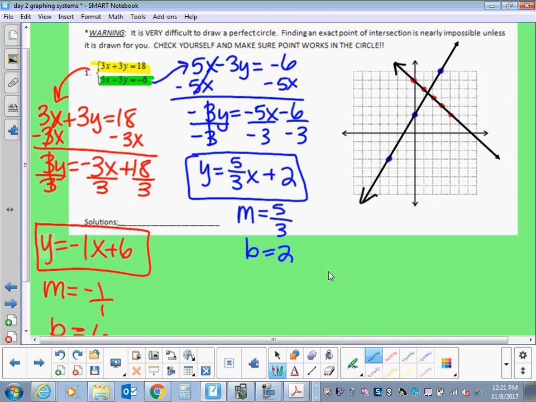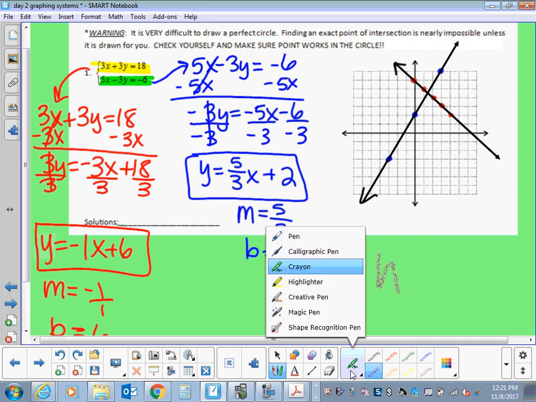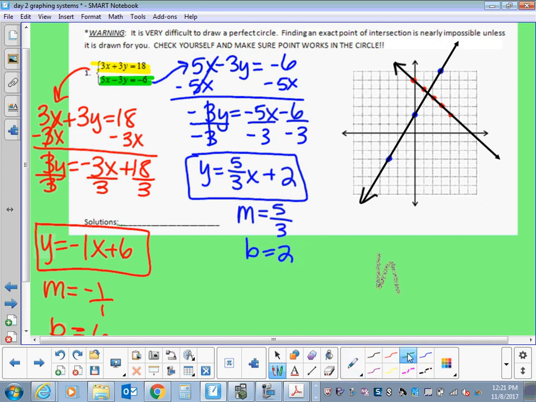What is my intersection here? It's here, right? Looks like it's kind of in between 2 and 3 on my paper. What about yours? Is it in between? So I think my solution is 1.5, 1, 2, 3, 4.